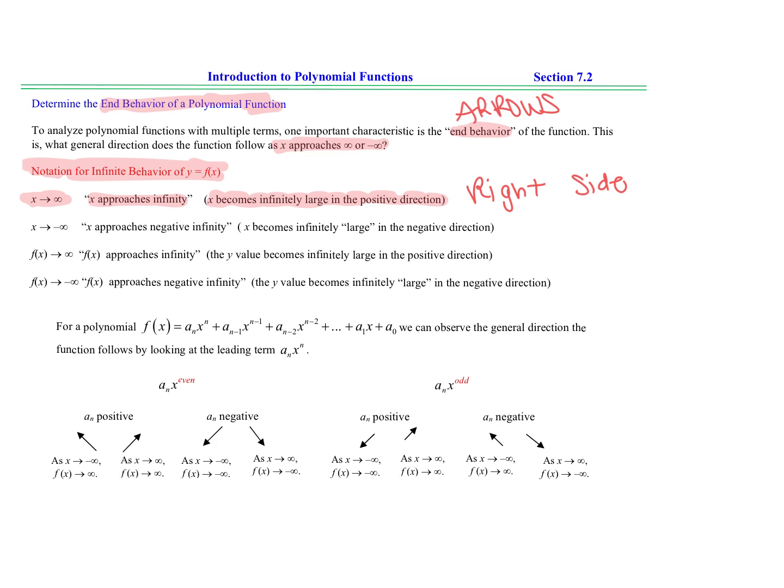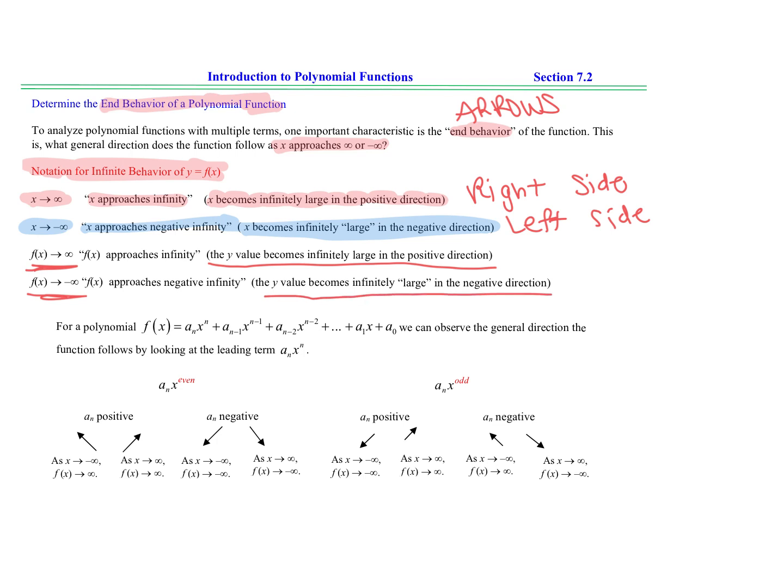Okay, for x approaches negative infinity, x becomes infinitely large in the negative direction. Graphically, we'll be talking about the left side of the graph, or the arrow. And then f of x approaches infinity would mean that the y values become infinitely large in the positive direction, as f of x approaches negative infinity says that the y values become infinitely large in the negative direction. And they give you some examples.